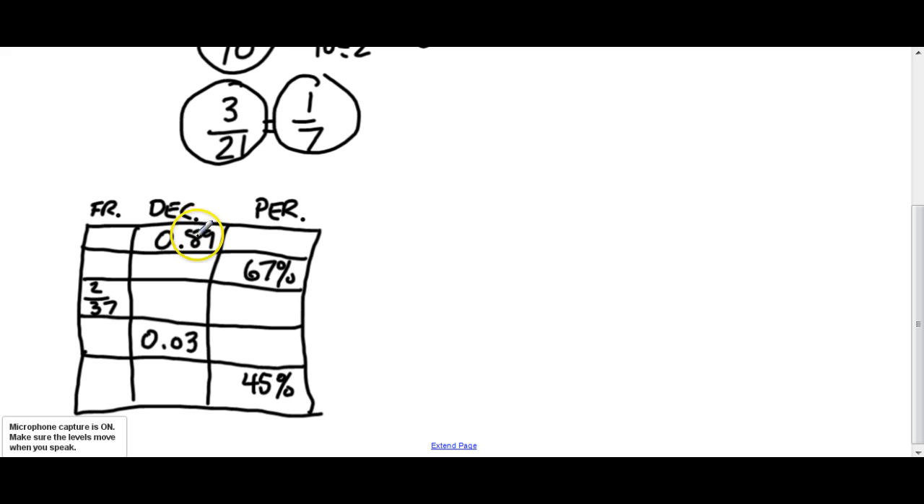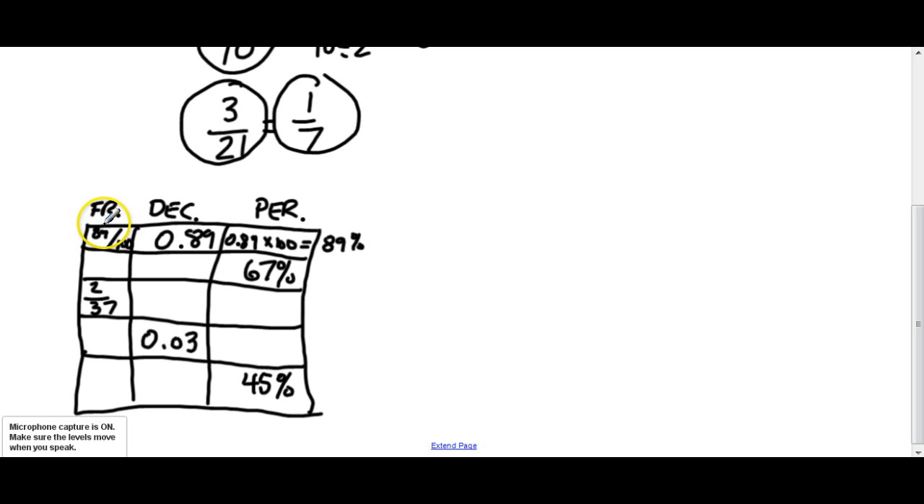So let's go and do the first one. Well, the simple way to do this is that if you're given a decimal, it's easier to convert the decimal into a percent first and then come back to it as a fraction. The way we convert a decimal to a percent is we just multiply it by 100. So we would take 0.89 and multiply it by 100, and we would end up with 89%. Well, 89% means 89 out of 100, so as a fraction we would just write 89 over 100.